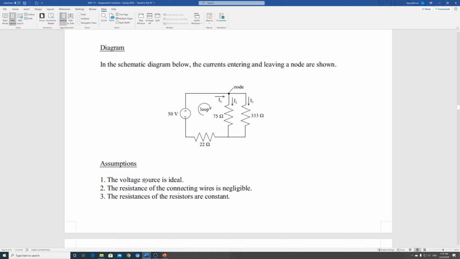And in this course, that's all we're going to do is deal with ideal sources, so it really doesn't matter. The connecting wires are negligible, so there's no resistance of these wires. In reality, there is always a little bit of resistance, but usually it's so small we can just ignore it, okay? And then the resistances of the resistors are constant. Okay, these three things are always the case for us in this course.